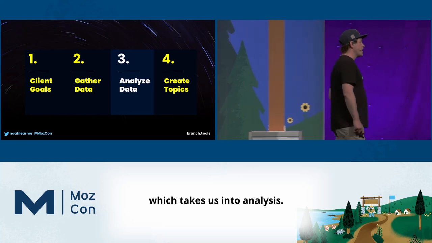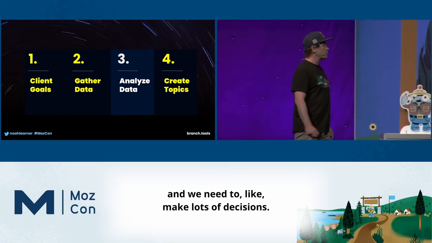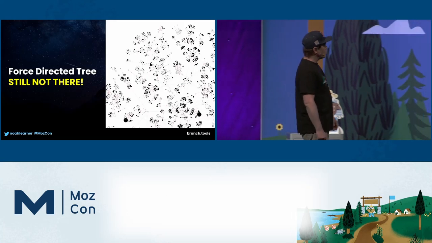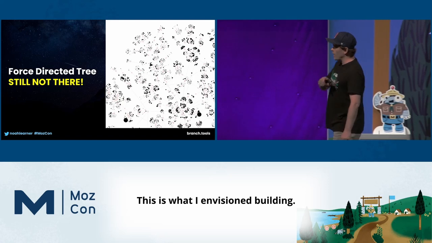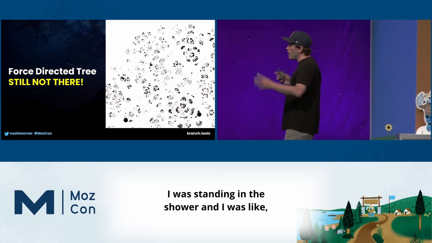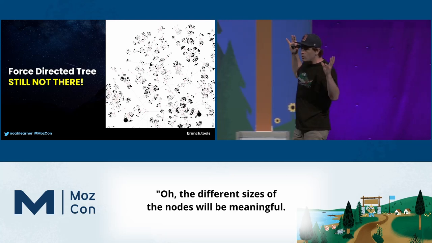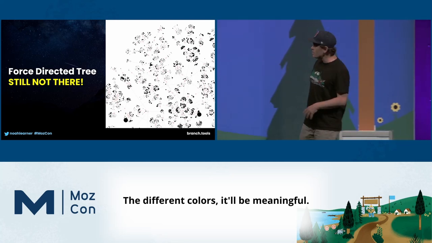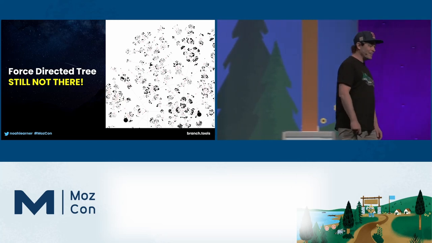Which takes us into analysis. This is when we've gathered all our 4,000 terms and we need to make lots of decisions. This is a force-directed tree. This is what I envisioned building. I was standing in the shower and I was like, oh, the different sizes of the nodes will be meaningful. The different colors, it'll be meaningful. People will be able to make decisions, it'll be awesome.